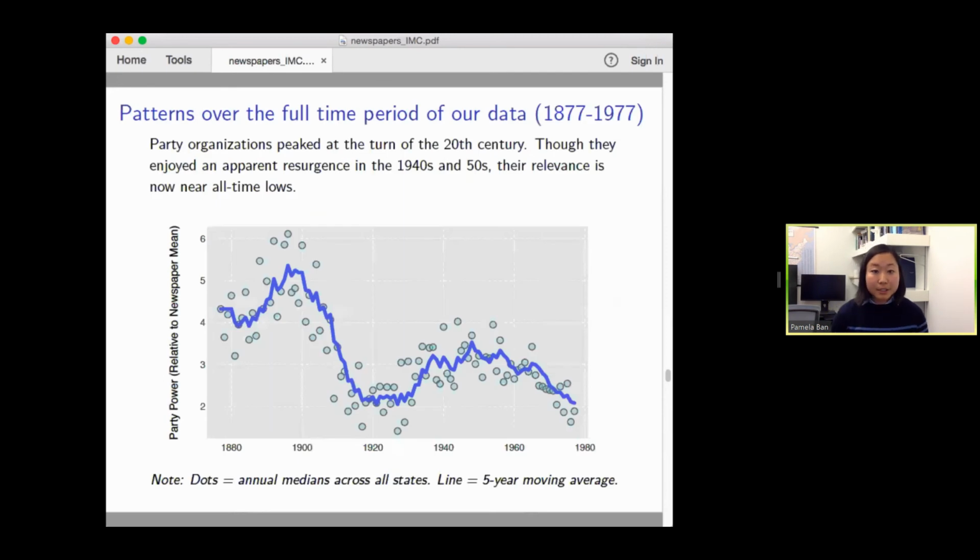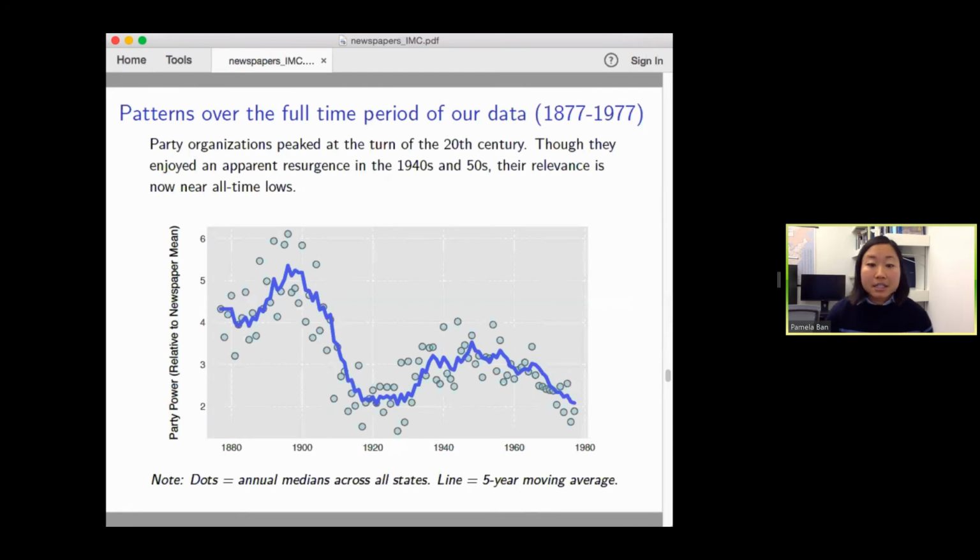Just to give you an example, up here we see this is plotting the annual medians of that relative party mentions variable across the time span of our data set. And the blue line is the 5-year moving average. From this graph, we can see that party organizations peaked at the turn of the 20th century. And there was a bit of a resurgence, a bit of an increase that we see in 1940 to 1950. That's probably synonymous with the New Deal. The relevance of state and local party organizations is now near all-time lows.